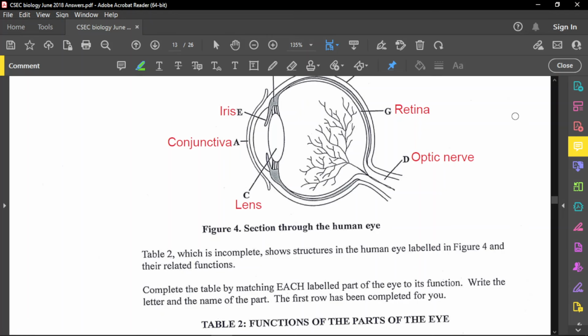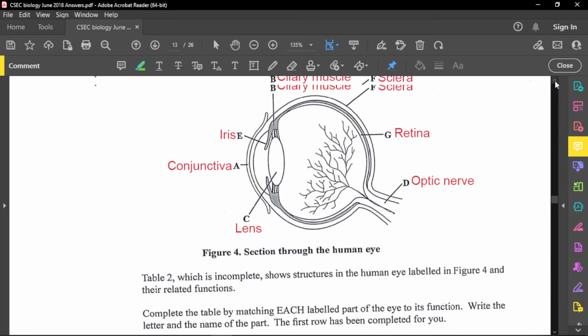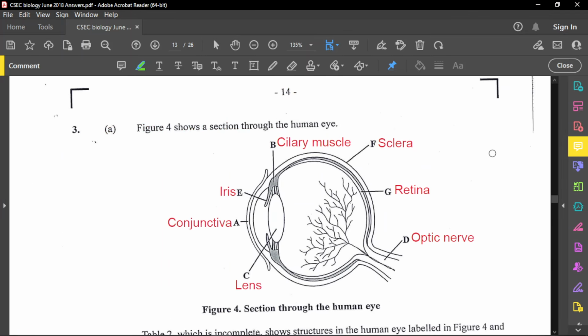And so just to make a quick review of the diagram in terms of the different parts, you can just go through them. We have the conjunctiva, which is A. B is the ciliary muscle. This part here, the two with the lines right here, that would be the suspensory ligament. I should have labeled that. We have the iris, the lens, the sclera, and the retina. Between the retina and the sclera, what we have is the choroid. Then we have the optic nerve, and of course, right at this point here, we will have our blind spot.